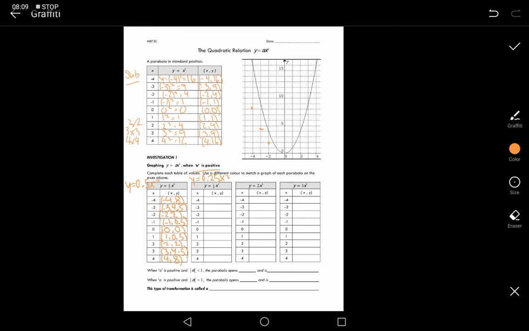-2, 2. -1, 0.5, so between 0 and 1. 0, 0, and then we have symmetrical points going up the other way. So you can continue to graph it. You can go 1, 0.5, or you can just make your points symmetrical. Making sure that they look the same on both sides of those axes.